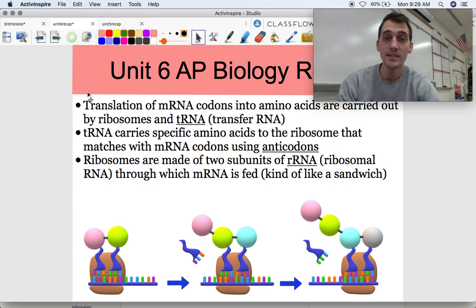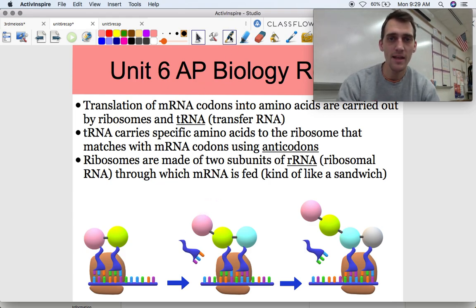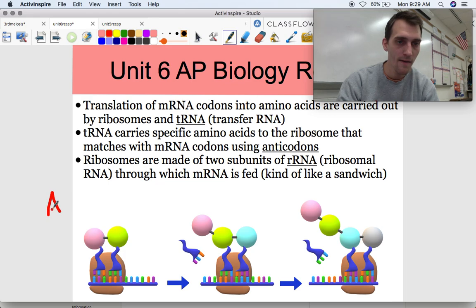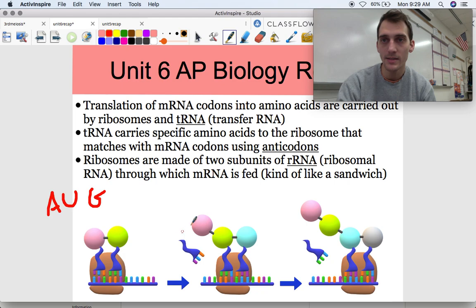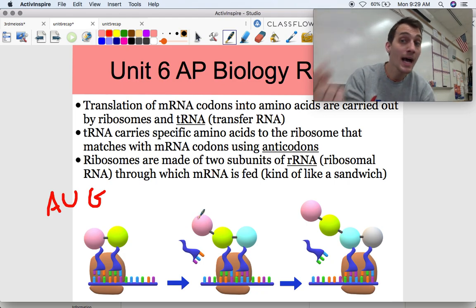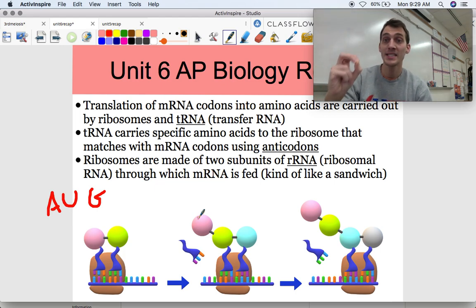Translation of mRNA codons into amino acids are carried out by ribosomes and what's called transfer RNA, tRNA. Here's our second type of RNA. We talked about mRNA, here's tRNA. tRNA carries specific amino acids to the ribosome that matches with the mRNA codons using anticodons, right? So think about this, right? If I have AUG as my mRNA codon, okay, what tRNA is going to do, it's going to have what's called an anticodon that is complementary. It matches up with AUG, and it's going to carry the specific amino acid methionine, that met, okay, and it's going to match up with it, right?